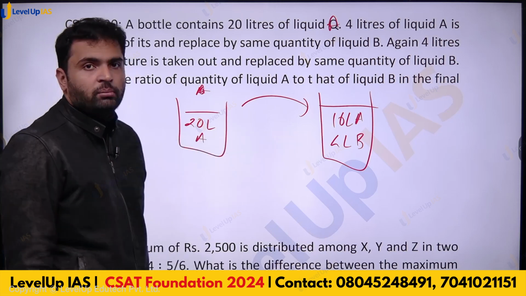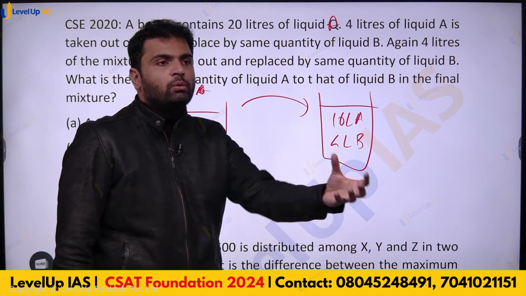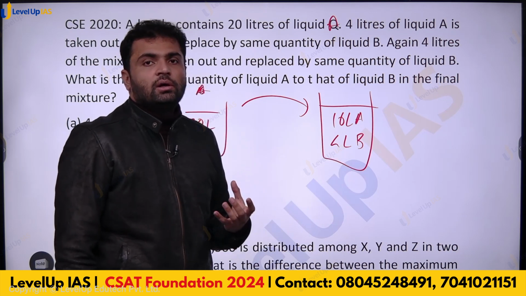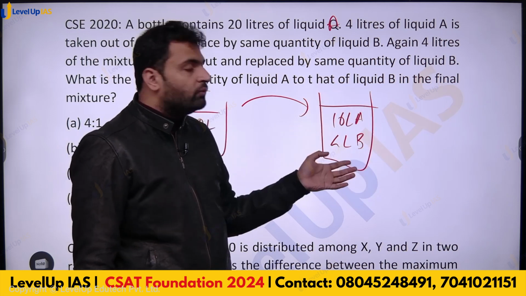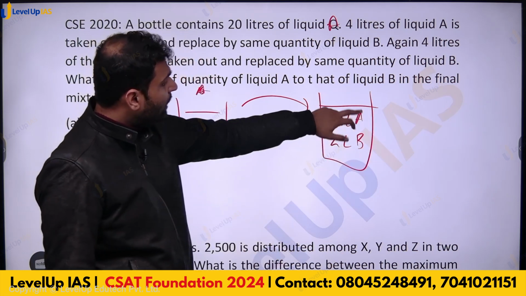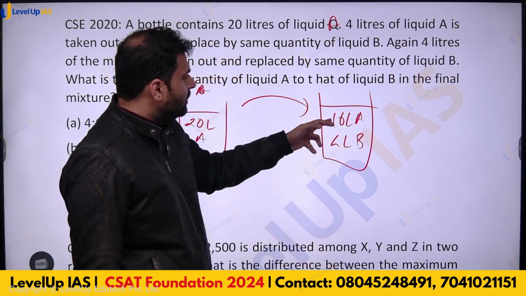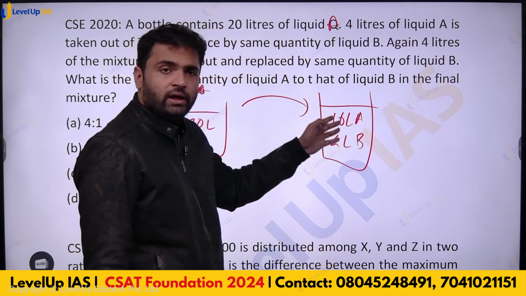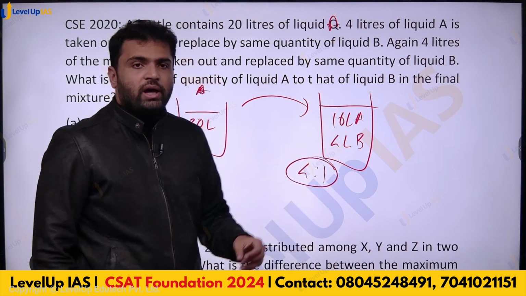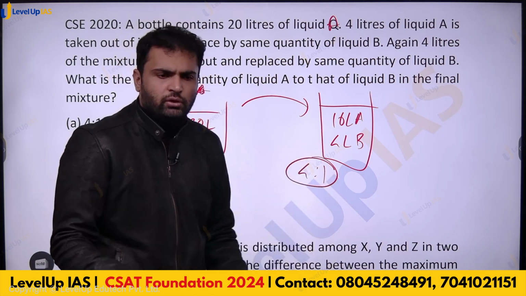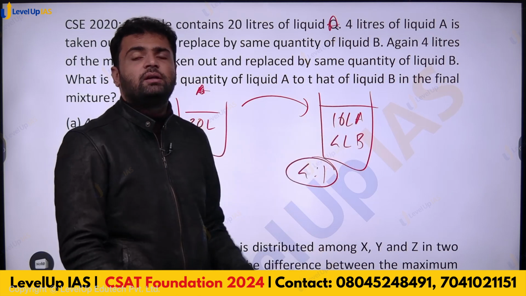Now when we take out 4 liters of the mixture, the liquid that comes out will be in the same proportion as in the present mixture, which is 20 liters. Out of this 20 liters, which has 16 liters of A and 4 liters of B, we have 4 parts of A and 1 part of B. So it is in the ratio 4:1. Every part of the mixture, every drop, will have 4 parts of A and 1 part of B, because that will be maintained in the same proportion.